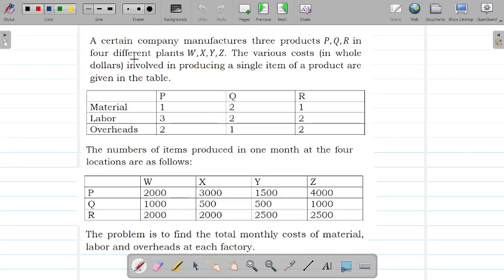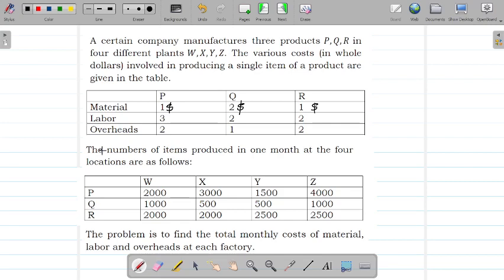A certain company manufactures 3 products P, Q, R in 4 different plants W, X, Y, Z. The various costs involved in producing a single item of product are given in the table. So for material to produce this product P, it costs $1, whereas for Q it costs $2, for R it costs $1. And similarly for the labor cost for producing P is $3, for Q 2.